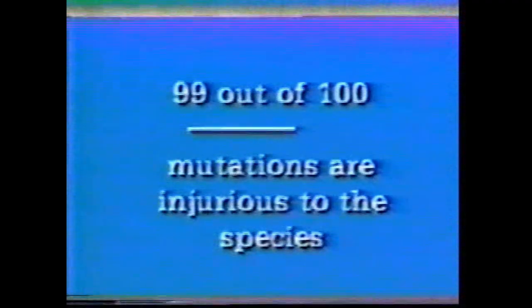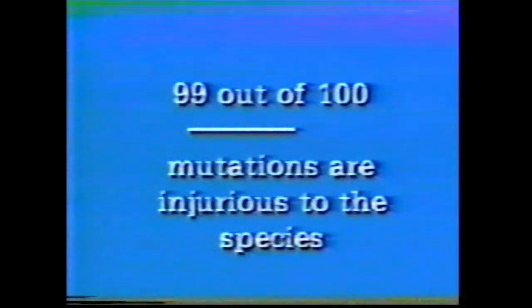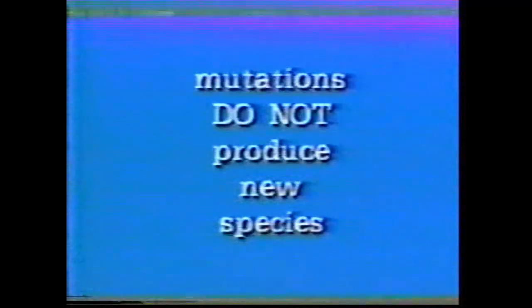The first is that 99 out of 100 mutations are injurious or harmful to the species. This is a good example. This is a picture of a two-headed snake. Even the caption under the photograph made note of the problem with such a mutation. It said that the snake would not last in the wild. In other words, the ability to produce later generations of two-headed snakes because of a mutation could not be passed on. Now, here's the second objection.